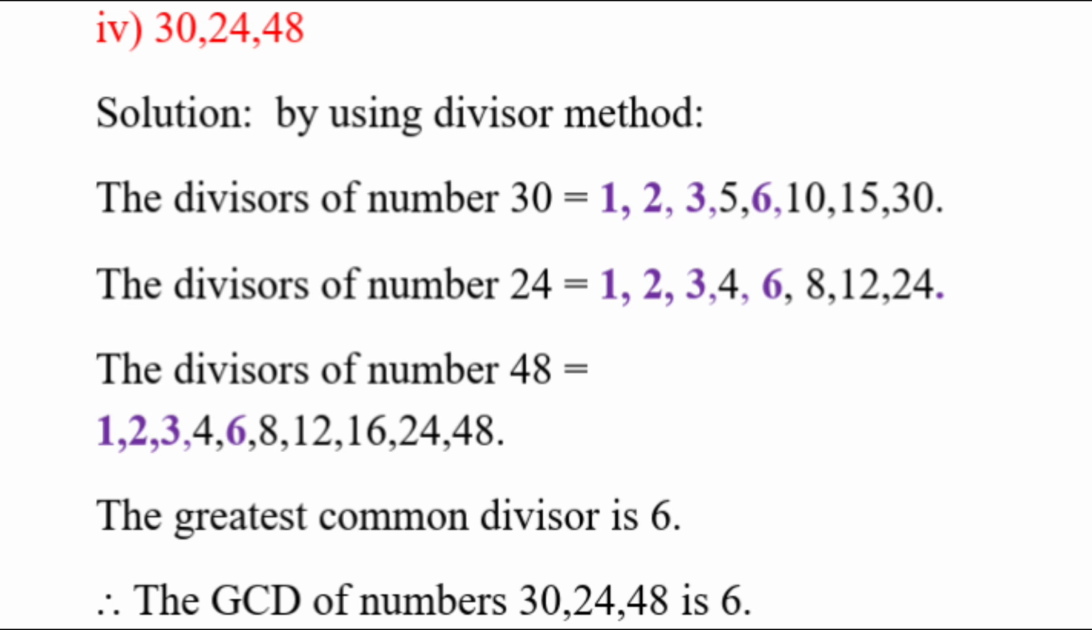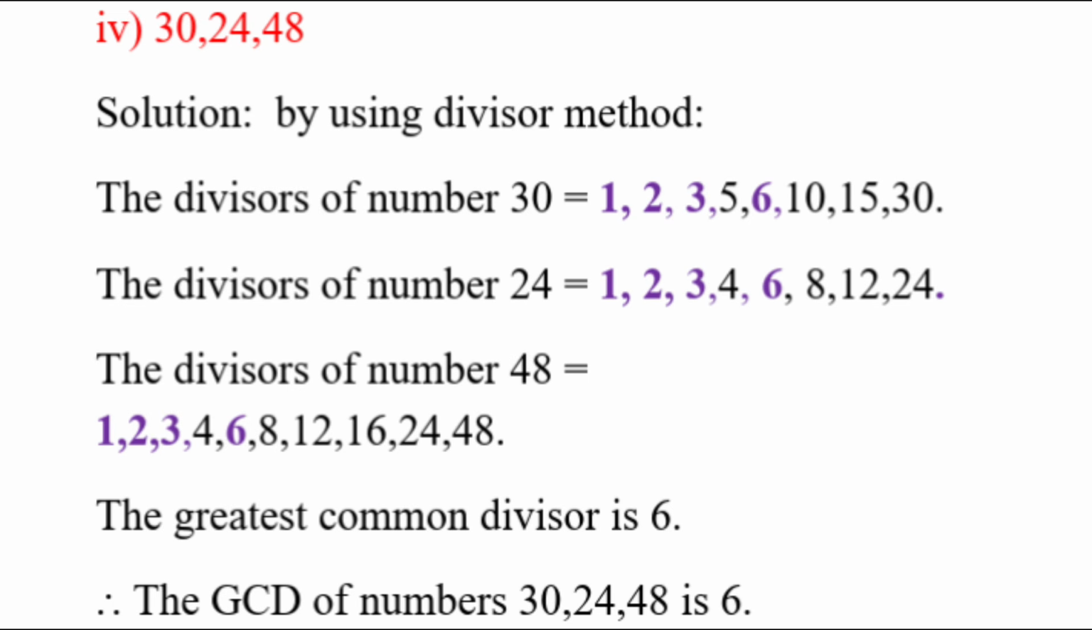Now this is the fifth example. By mistake the fourth one is typed there. The example is 30, 24, 48, and we have to find its GCD. So here the divisor method is used. Make the list of common divisors of these numbers, then find out the greatest one.